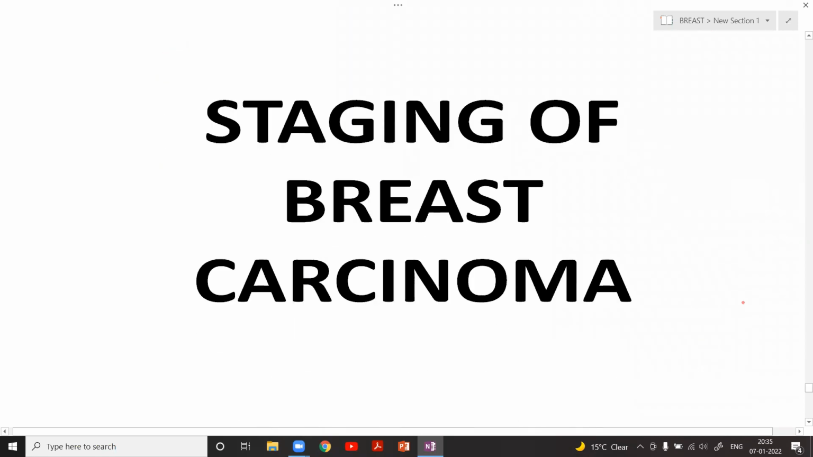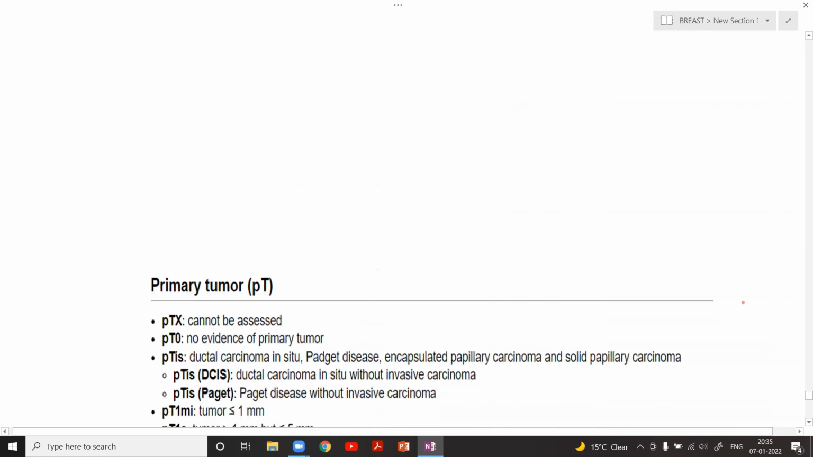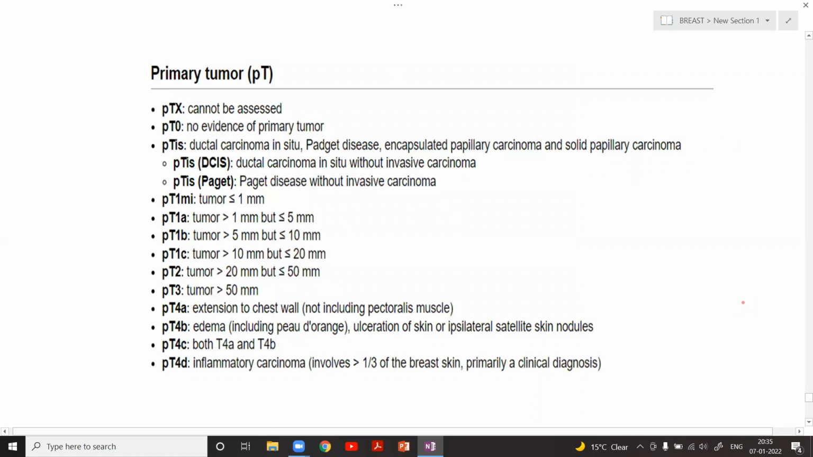Coming to the second last thing of today's lecture, the staging of breast carcinoma. It is very simple. There is T staging, N staging, and distant metastasis. It is very important for you, at least for the breast, to remember this. TX means the tumor cannot be assessed. TIS means in situ: Paget's, encapsulated papillary, solid papillary carcinomas. TIS, DCIS, and Paget's.